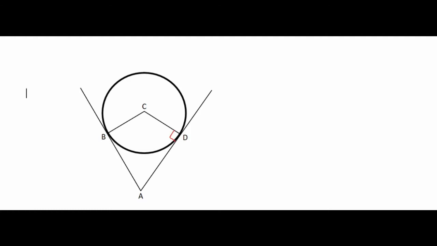Also, the line AB is a tangent to the circle, and the radius CB meets the line AB at point B, and so the angle CBA must also be a right angle.